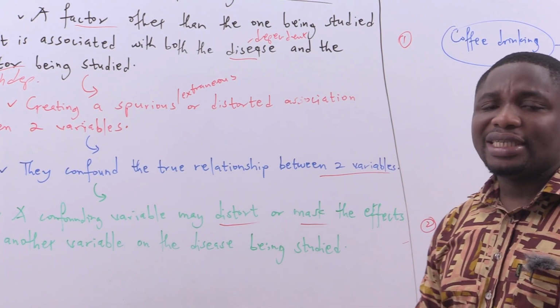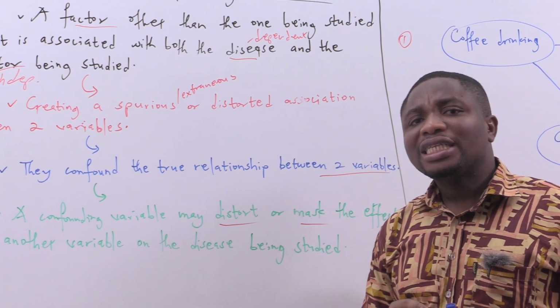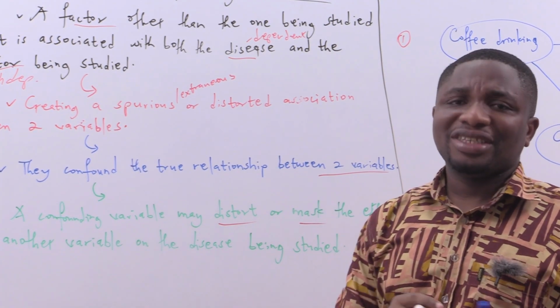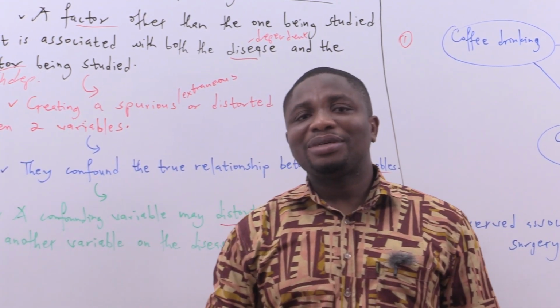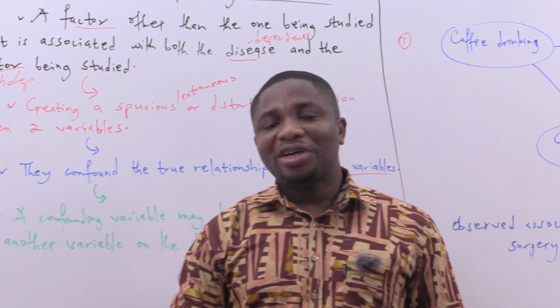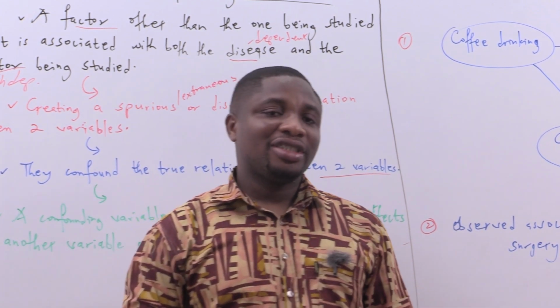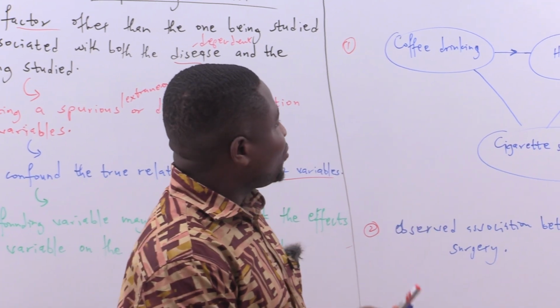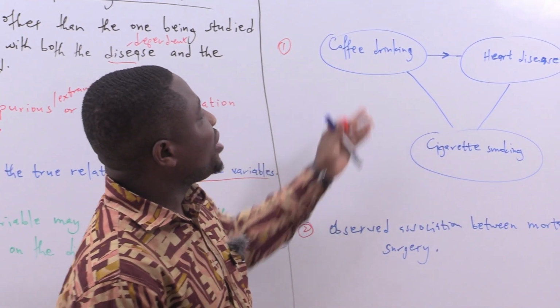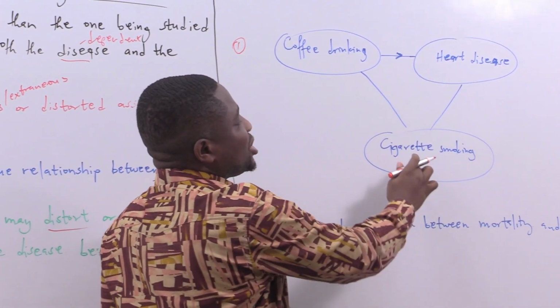So with that, the confounding variable may mask or distort the relationship between, or the effect of, another variable on the disease being studied. All right, let's move ahead and look at some examples which will enable us to understand the concept of a confounding variable. So we'll take the first one. You can see the diagram here. With this diagram, we have coffee drinking, heart disease, and cigarette smoking.